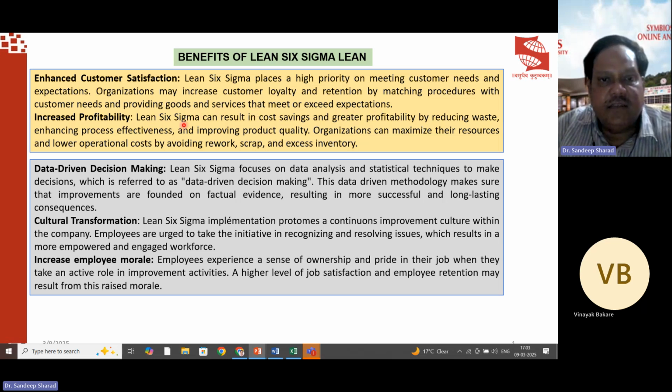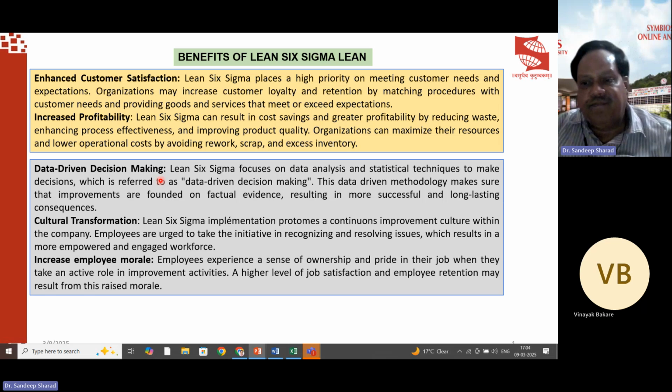Increased profitability: Lean Six Sigma can result in cost savings and greater profitability by reducing waste, enhancing process effectiveness, and improving product quality. Organizations can maximize their resources and lower operational costs by avoiding rework, scrap, and excess inventory.